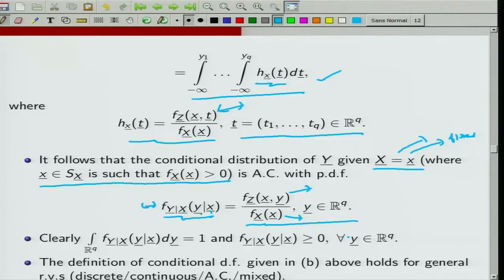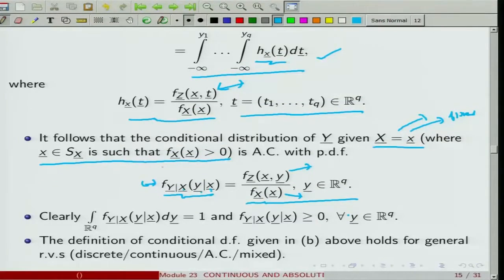One can easily check that if I integrate this over the whole R q, only over the y component, there is no y in the denominator. If I integrate this over the arguments of y, I get the marginal of x, and the marginal of x divided by the marginal of x would be 1. So, if I integrate this conditional PDF over the arguments of y, because here x is fixed, I get 1, and this is clearly non-negative because it is a ratio of 2 PDFs.